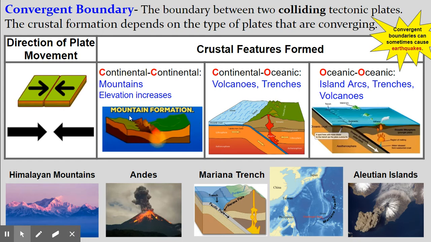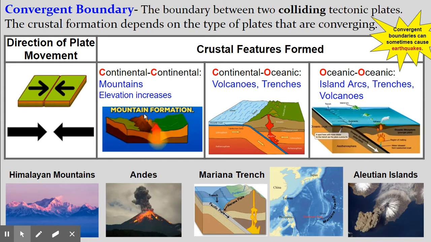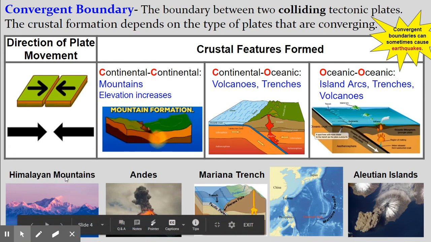So if it is a continental plate, which is land and land colliding, what you get are folded mountains. And the elevation of these mountains keeps on increasing and increasing. So these mountains get taller and taller every year because the crust has nowhere to go but up. Some examples of this type of folded mountain formation would be the Himalaya Mountains.